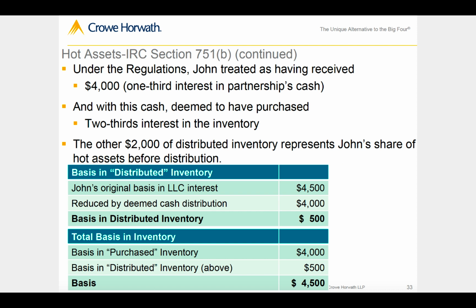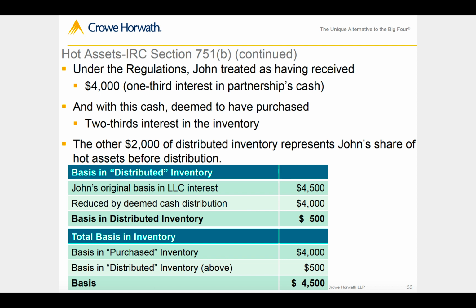So again, John is treated as having received $4,000 of cash, and with this cash, he's deemed to have purchased a 2/3 interest in the inventory. That other $2,000 of distributed inventory represents John's share of the hot assets before distribution. So again, John's original basis, this is LLC.